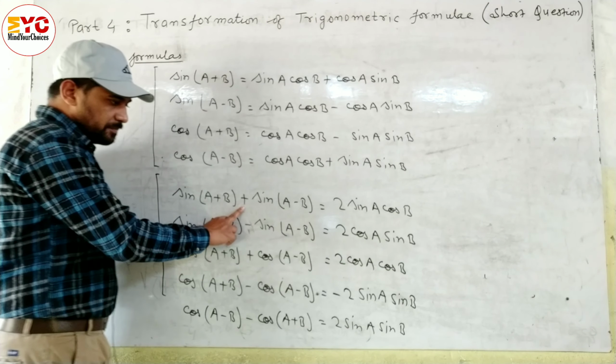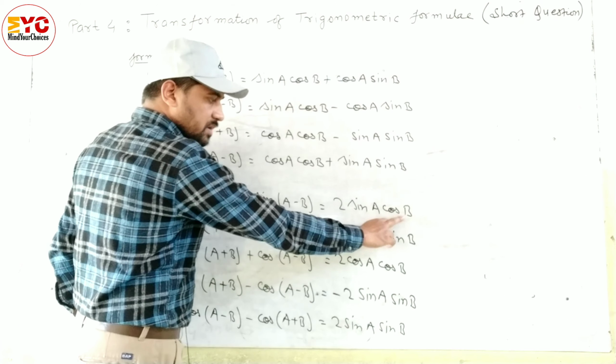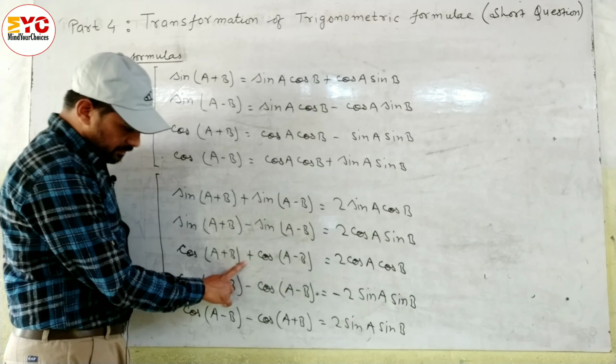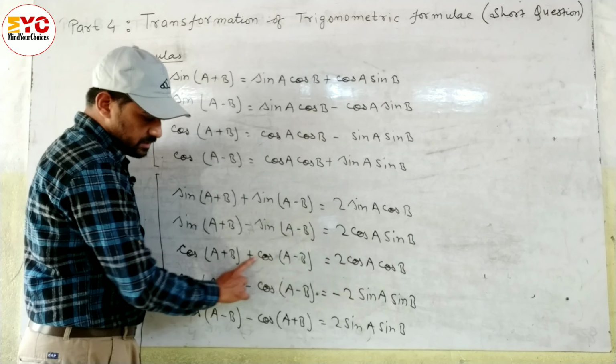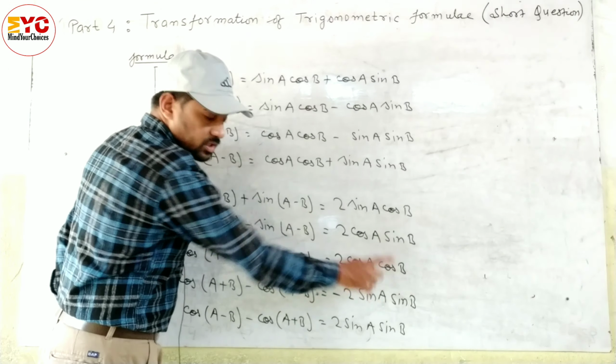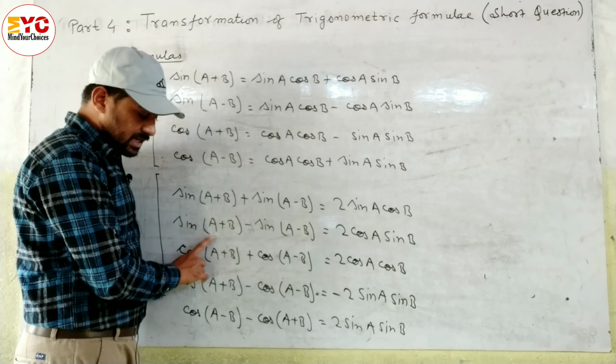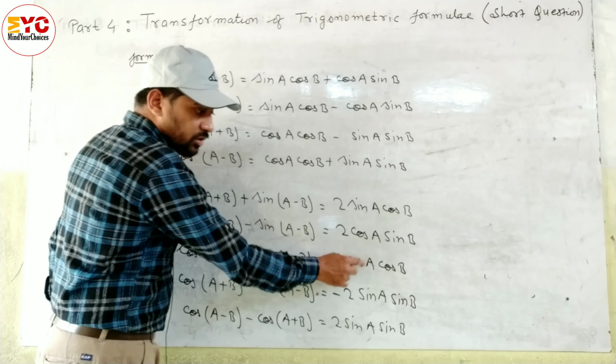Look at here. If plus, then sine A front, cos B back: sine A cos B. If minus, then cos A sine B. If here plus, cos A plus B plus cos A minus B, then cos A cos B. Easy to understand. If here plus in the form of cos, when cos A plus B plus cos A minus B, then cos A cos B.